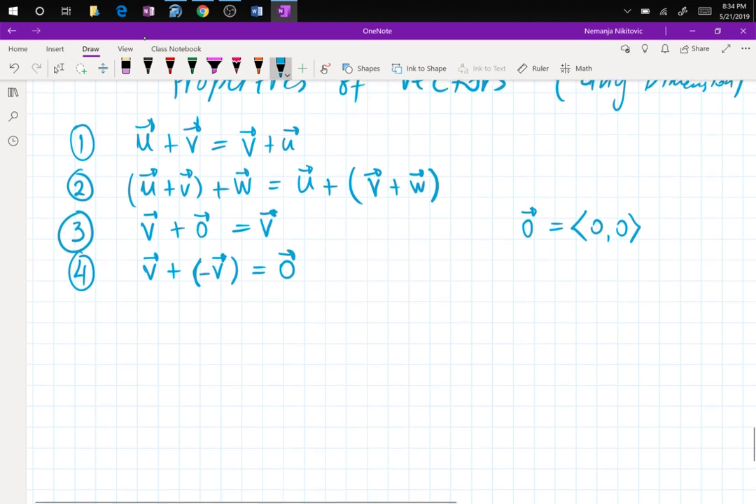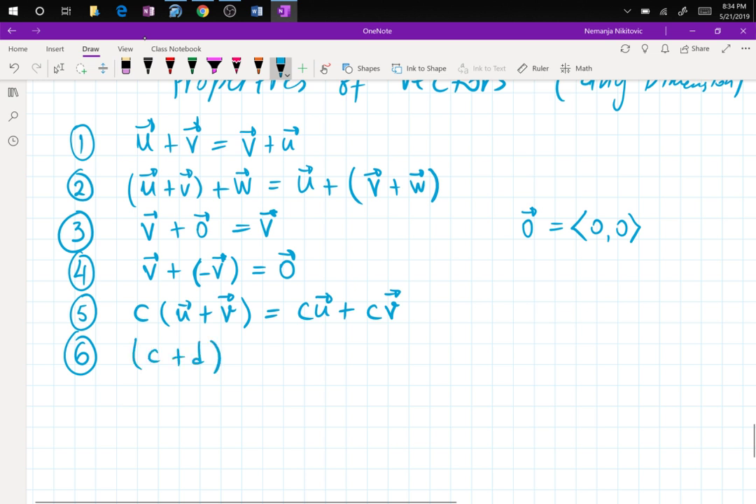Followed by 2 distributive properties. That's 5 and 6. The first one is that the constant will distribute to both vectors. So we have Cu plus Cv. Or if you have 2 constants, C plus D times the vector U, it's going to be Cu plus Du.